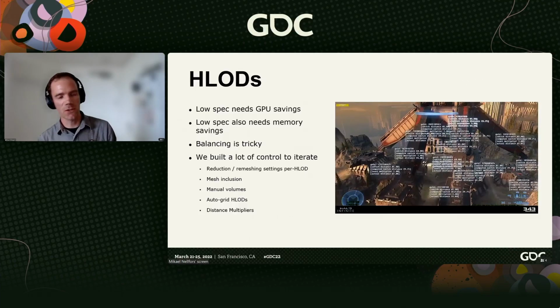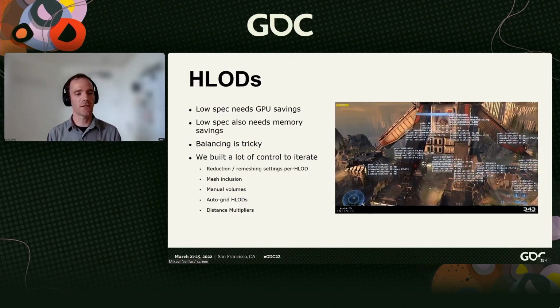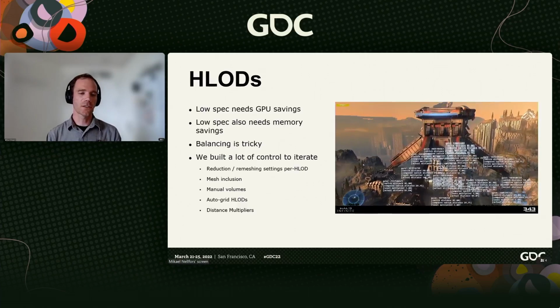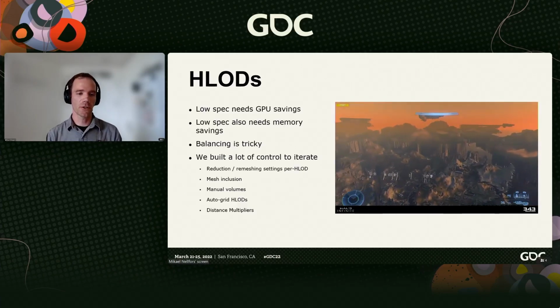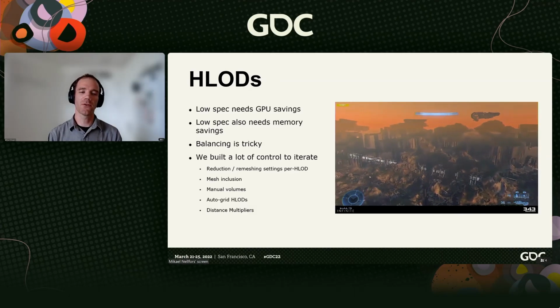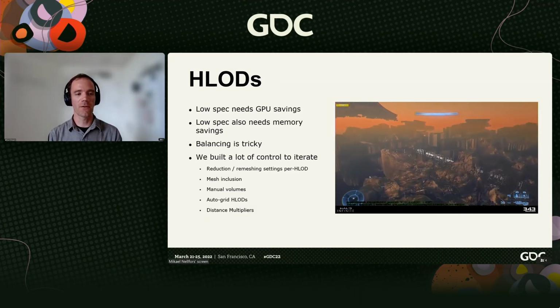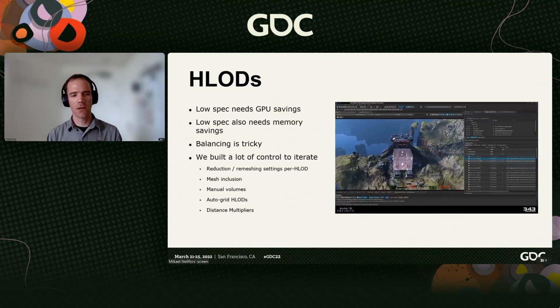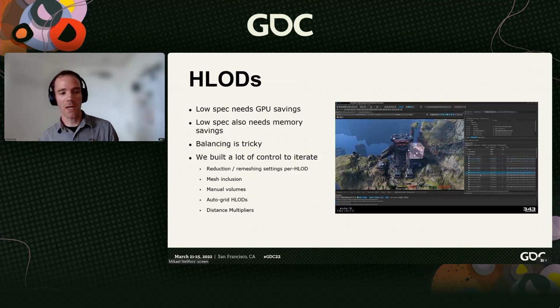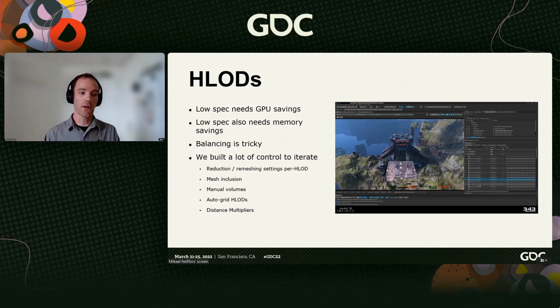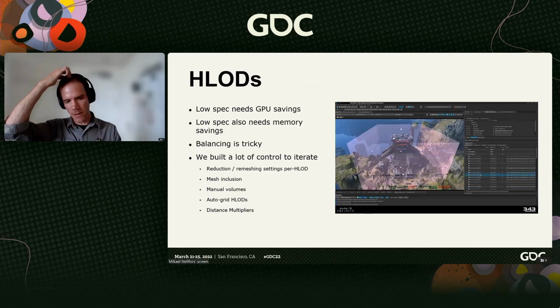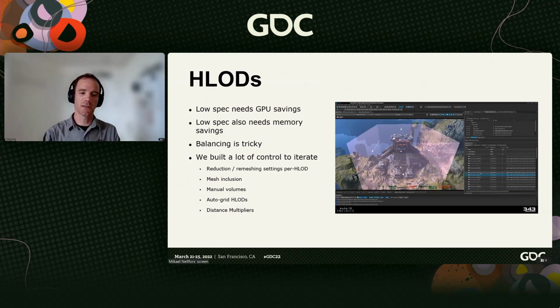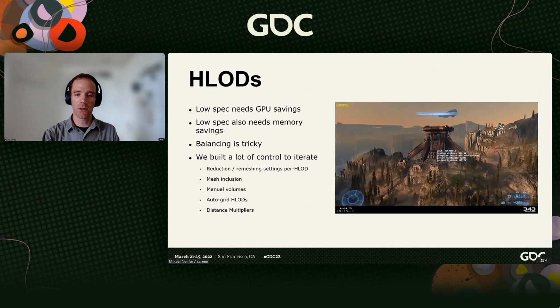So the way we approached it was we built a lot of controls into the HLOD system. So we have controls for each HLOD around reduction and remeshing settings. We have controls over which meshes are included or excluded from HLODs. We can place HLODs manually as volumes at any level of the hierarchy. And we also have a system that automatically subdivides the world into a grid of HLODs at any level of the hierarchy. And we have a lot of multipliers for things like quality and switch distance that we can tune on each individual HLOD.